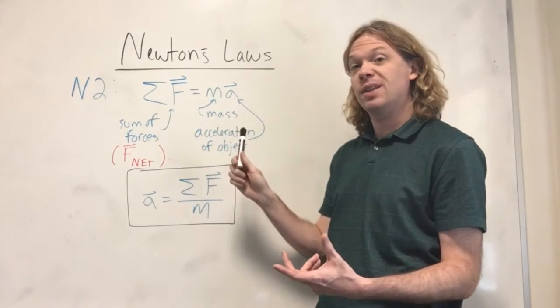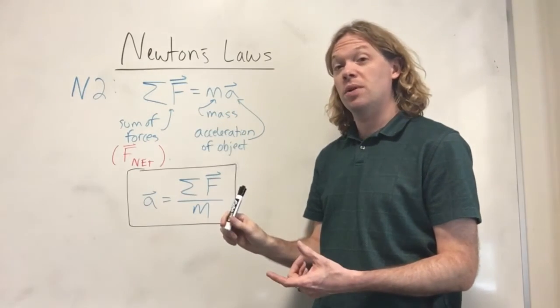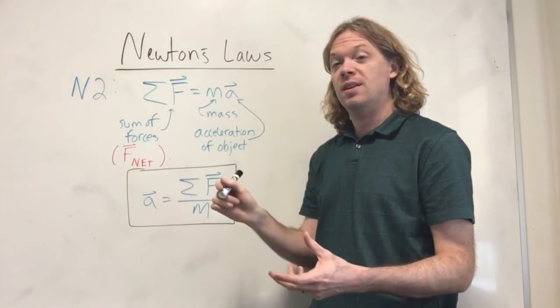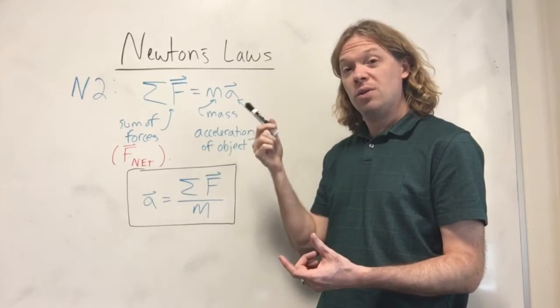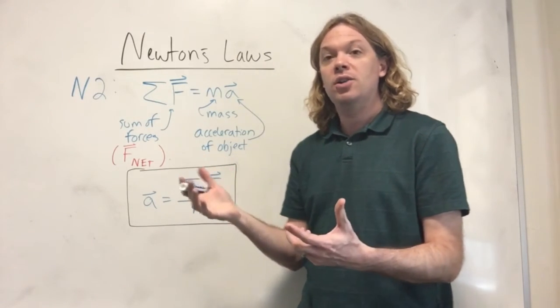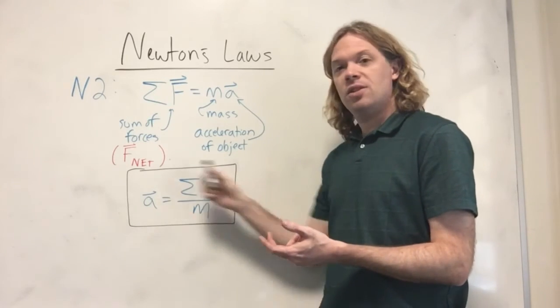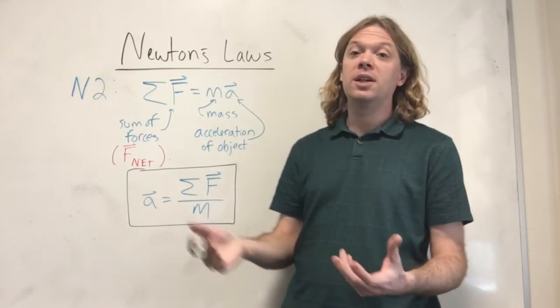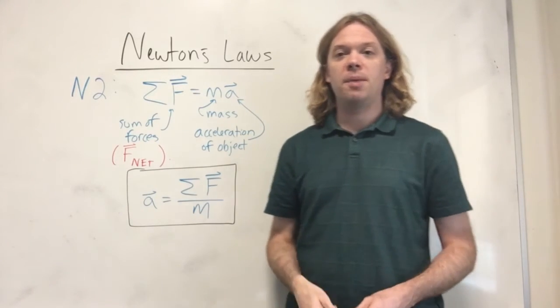Up here, it kind of looks like maybe if I knew the acceleration, I could say something about a force, right? Maybe I had a bunch of forces acting on an object, I knew the acceleration, and I might be able to find something out about one of those forces. That's not true, right? You need to know the sum of all the forces in order to determine the acceleration, and this just makes it a little bit more clear that that's the way we need to use Newton's second law.